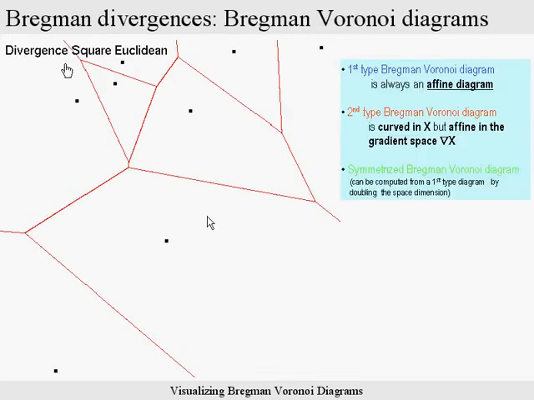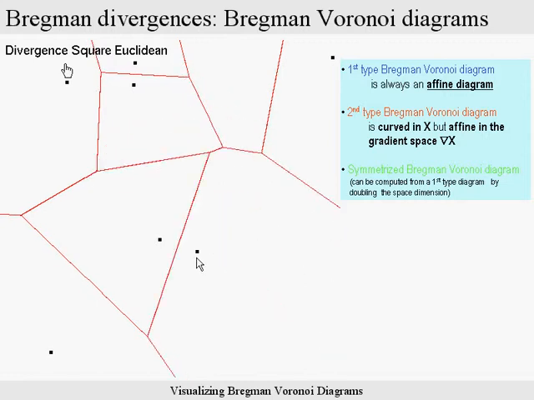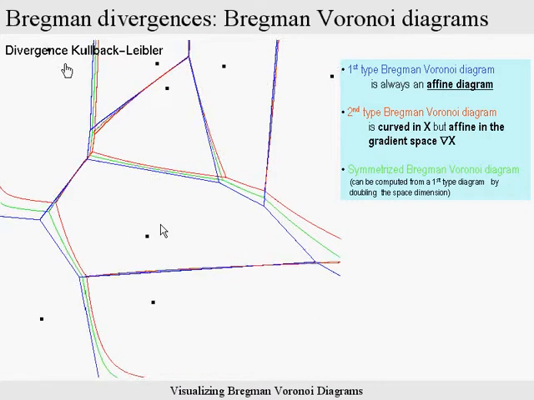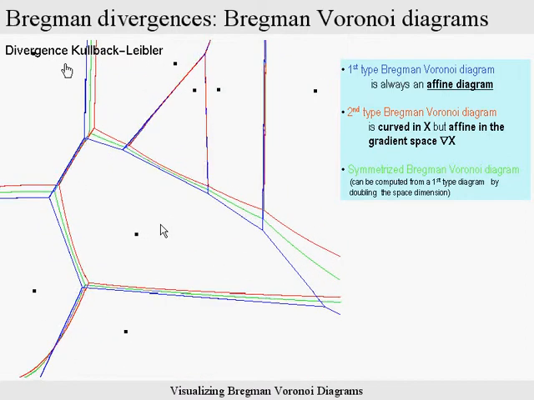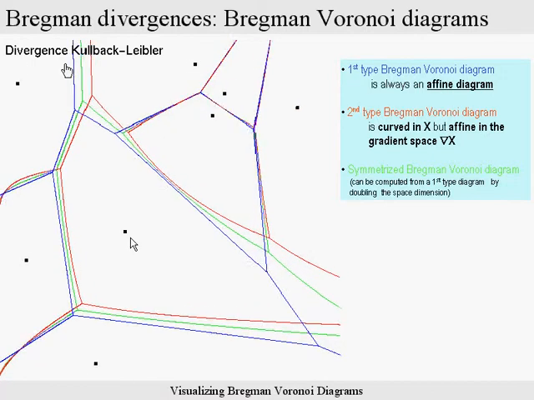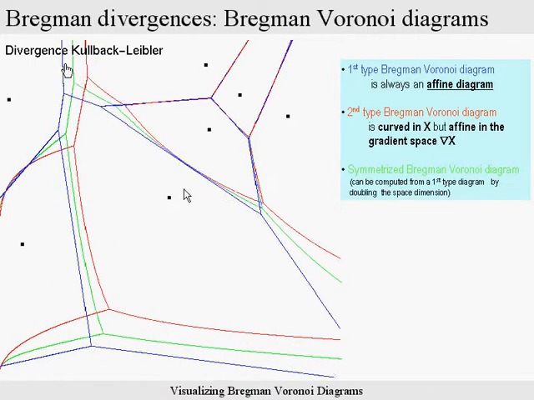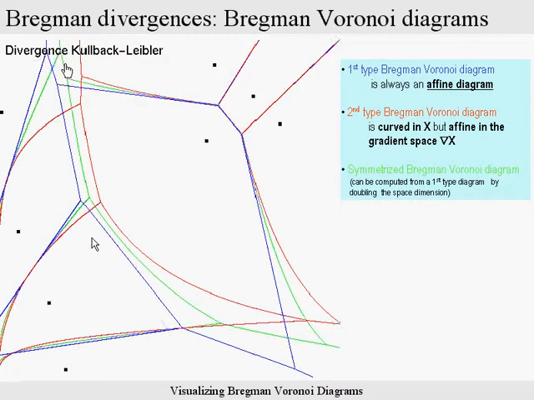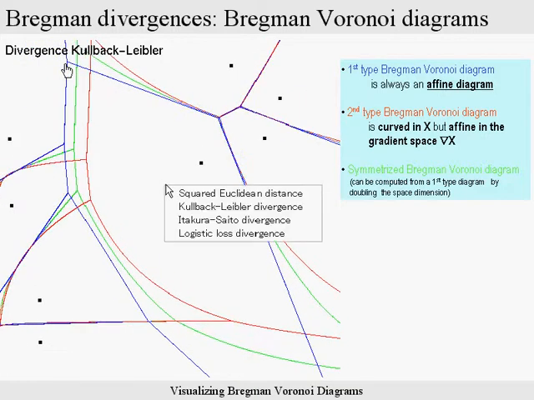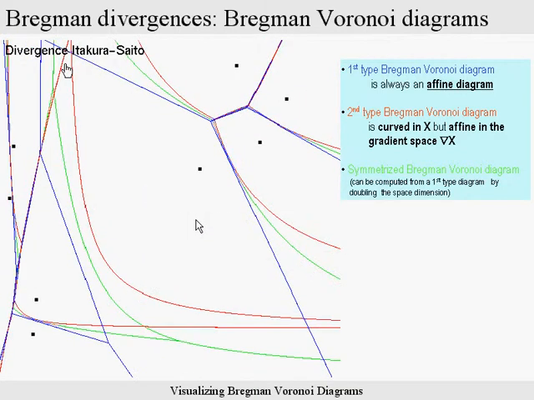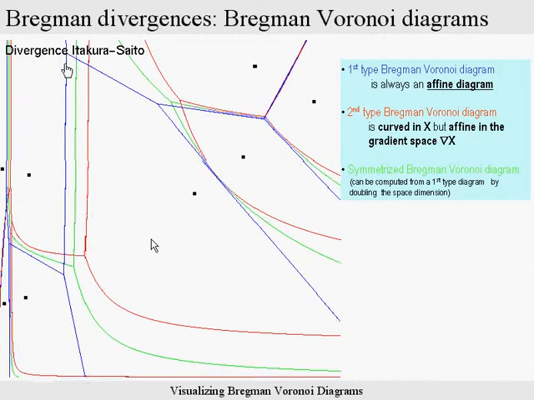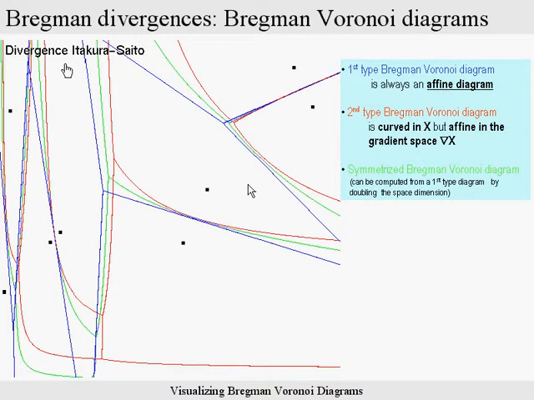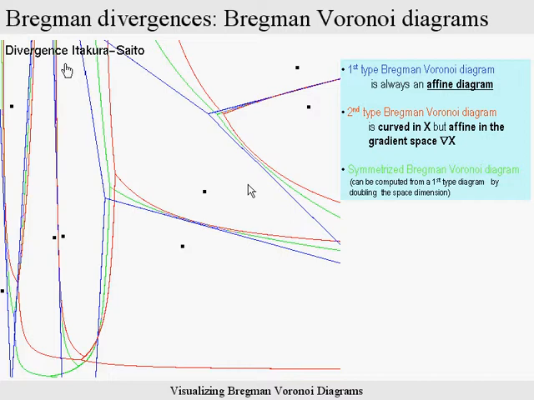Let us now rasterize these three types of Bregman Voronoi diagrams. For the squared Euclidean distance, the three type Voronoi diagrams induced by the bisectors coincide, and we have the usual Euclidean ordinary Voronoi diagram. But as we consider non-symmetric Bregman divergences, we can see the relationship between the three types of diagrams. The first type Bregman Voronoi diagram in blue is always an affine diagram. The second type Bregman Voronoi diagram is curved in X but affine in the gradient space nabla X, and the symmetrized Bregman Voronoi diagram is ham-sandwiched between the first two diagrams.